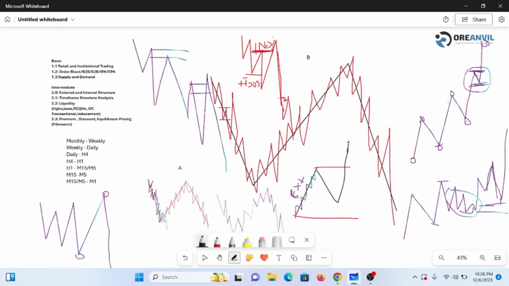I want to believe everyone knows this already. Yeah, they say this external structure. And when the market takes this high, we have external structure. Yeah, we already understand this.